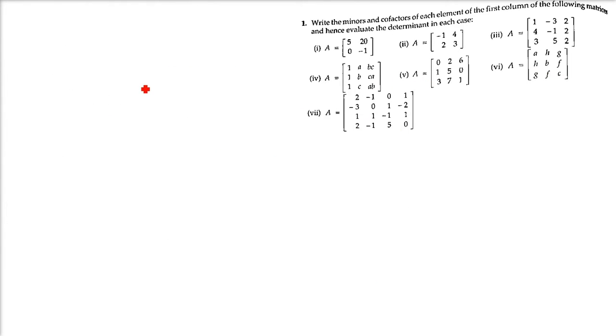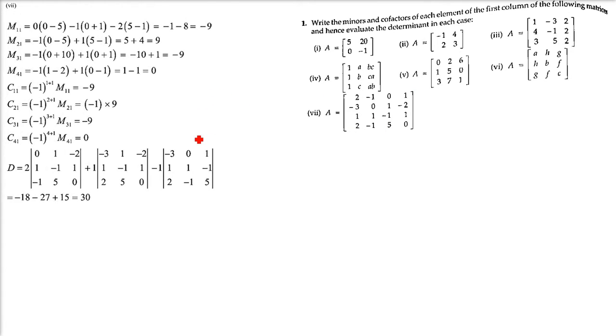Now we are taking this seventh one. So it is a 4 by 4 matrix. We just have to see the first column. We don't have to find out the minor or cofactor for each and every element, just the first column. So we'll write M11, M21, M31 and M41. These are for the first element of the, you can say first column actually.